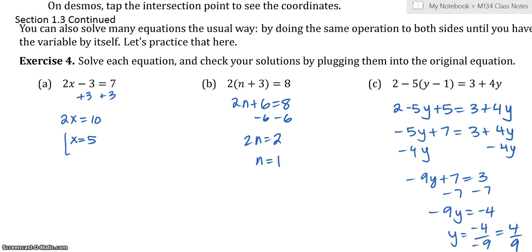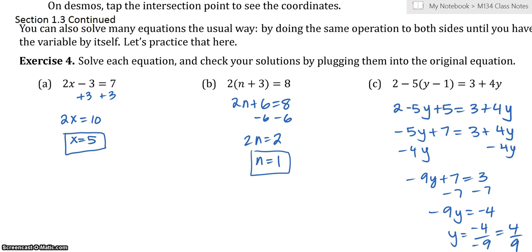Part A is 5, and I did write the steps here first. We add 3 and then divide by 2. Part B, don't forget to do the distributive property first. It was simplify first, subtract 6, and then divide by 2, so the answer is 1.